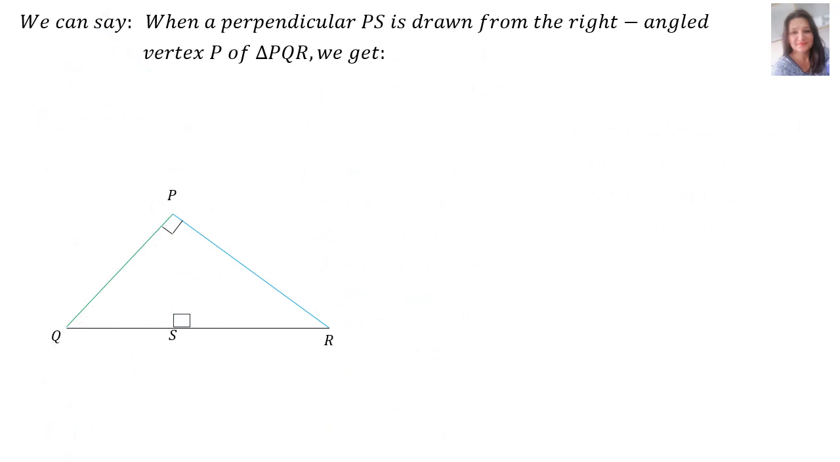Now we can say that when a perpendicular PS is drawn from the right angled vertex P of triangle PQR, we get the following. Triangle PQS, that's the green triangle on the left hand side, is similar to triangle PQR, the big triangle, and therefore we can say that QP squared is equal to QS times QR.